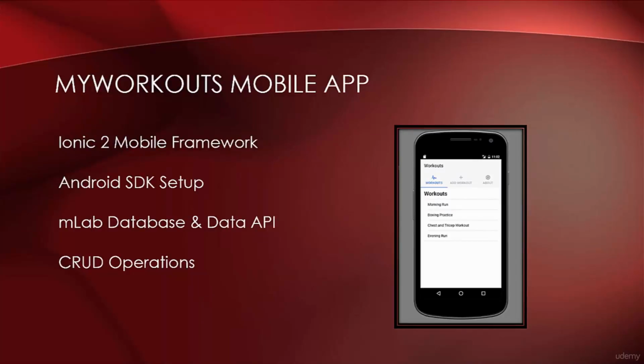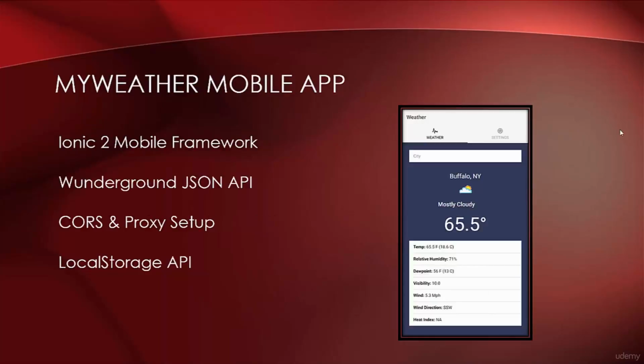The MyWorkouts mobile app was an Ionic 2 mobile application. We used the MLab MongoDB database along with their API and could perform CRUD operations on our workouts. The MyWeather mobile app was also an Ionic 2 mobile application. We used the W Underground JSON API to fetch the weather. We set up CORS and a proxy, and we also used the local storage API.